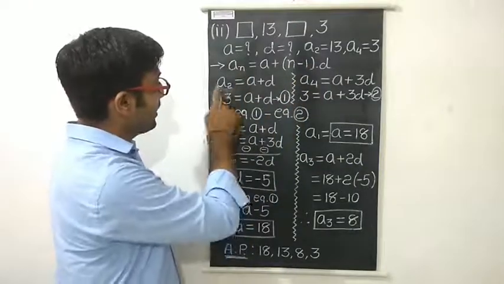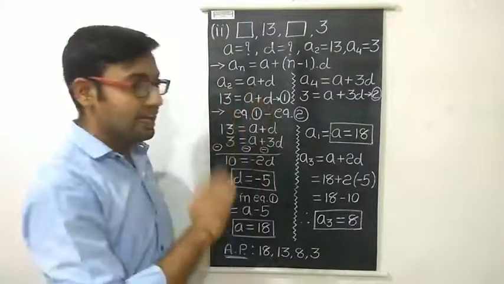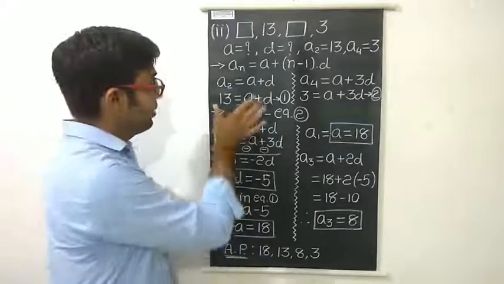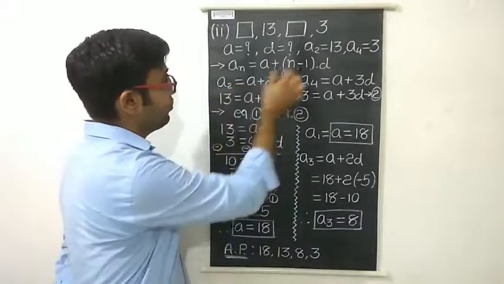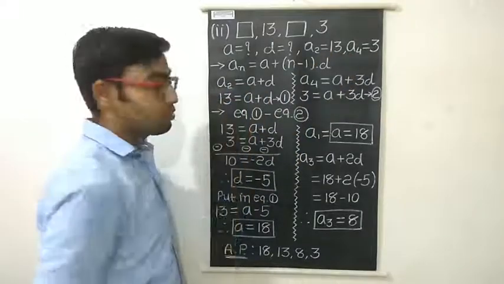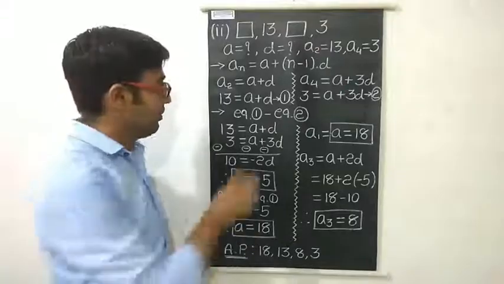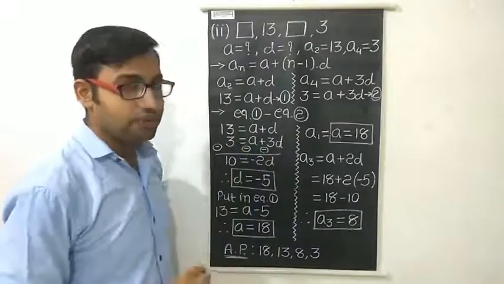So we get a2, the second term. And what is the second term? We know that it is a plus d. So the second term value a2 is equal to a plus d, and the value of a2 is equal to 13. So we can put down 13 here: 13 is equal to a plus d. Currently we don't know the value of a and d. Let us call it equation number 1.